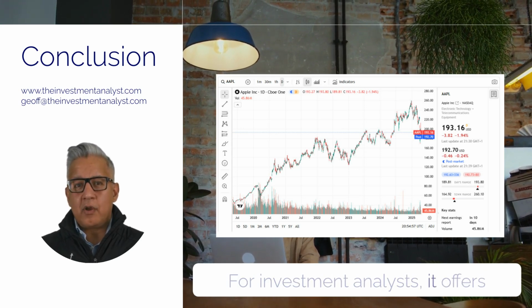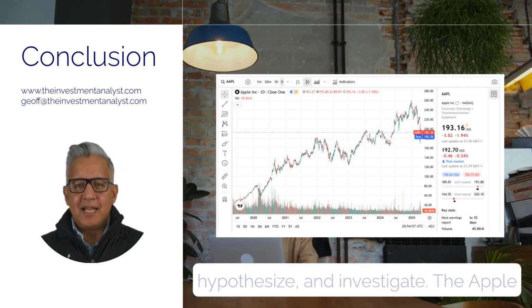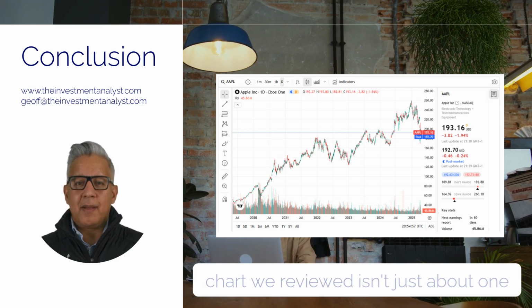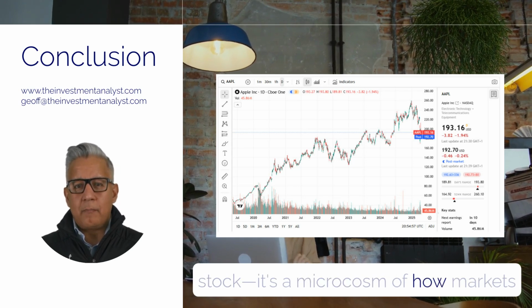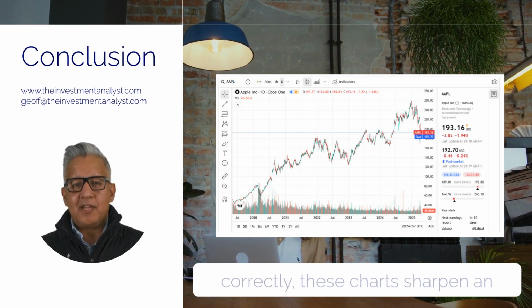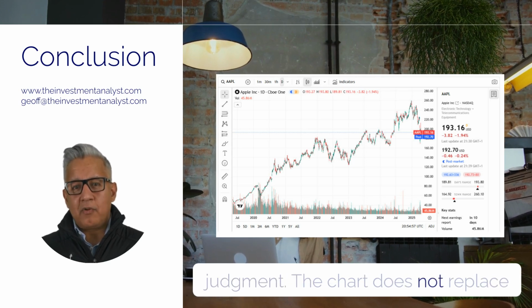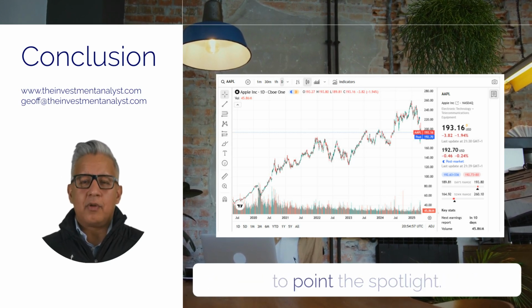For investment analysts, it offers a structured way to observe, hypothesize, and investigate. The Apple chart we reviewed isn't just about one stock, it's a microcosm of how markets express narrative through price. Used correctly, these charts sharpen an analyst's eye and deepen their judgment. The chart does not replace the model, but it helps decide where to point the spotlight.